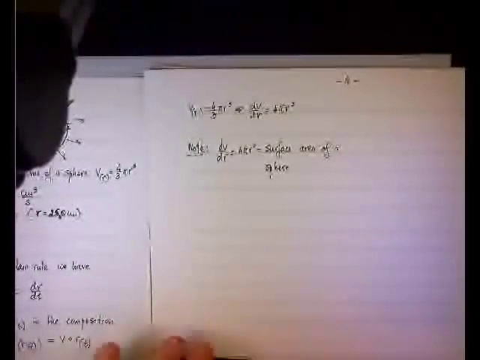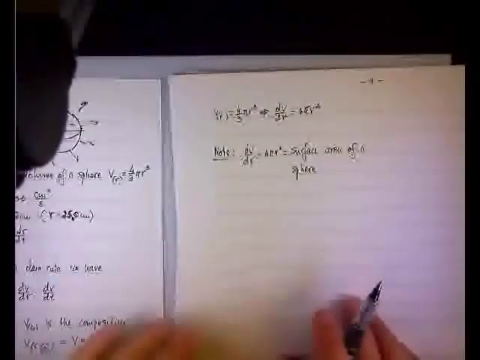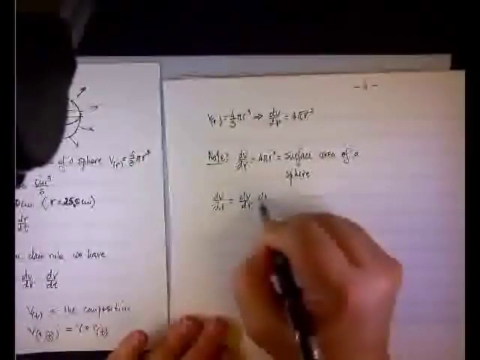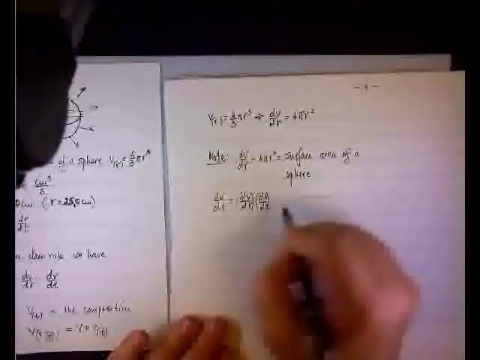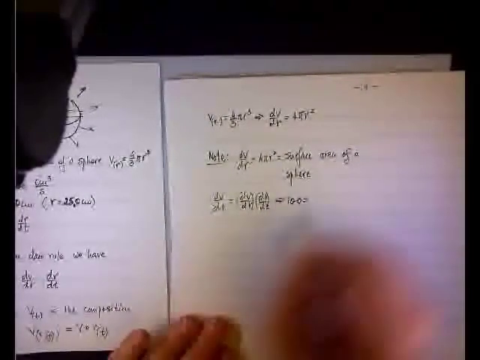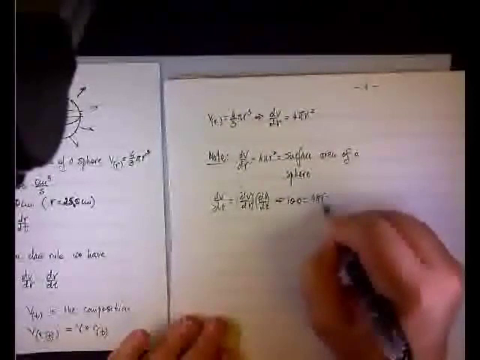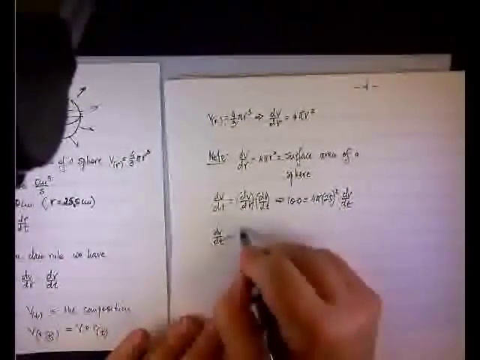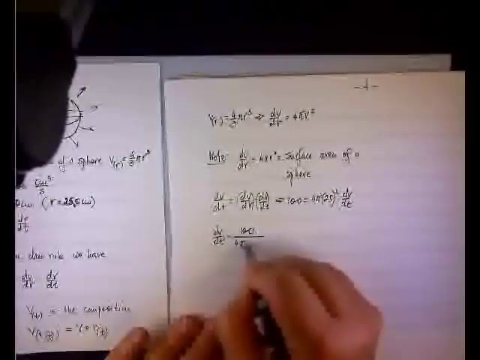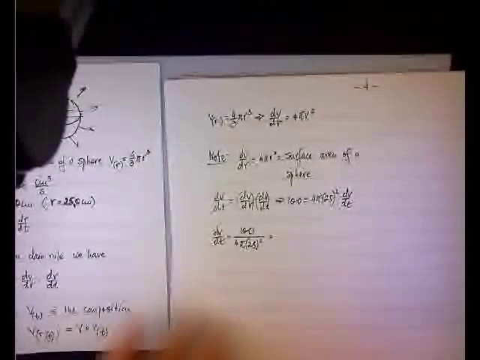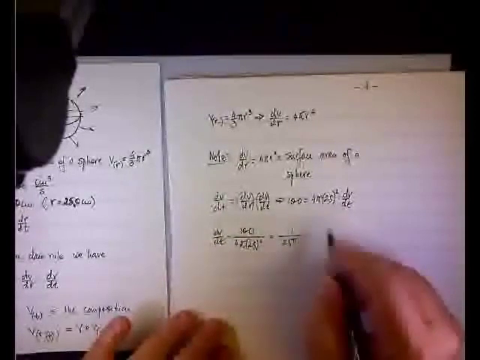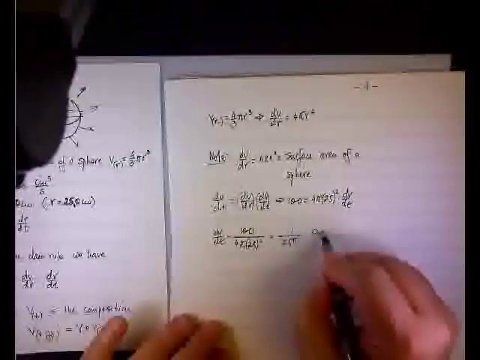Now, we are after dr/dt. So we're going to say that dV/dt equals dV/dr times dr/dt. We write it as 100 equals dV/dr, which is 4 pi r squared, or 4 pi times 25 squared, times dr/dt. And therefore dr/dt equals 100 divided by 4 pi times 25 squared. But 4 times 25 is 100 as well, so you end up having 1 over 25 pi, and this will be centimeter per second.